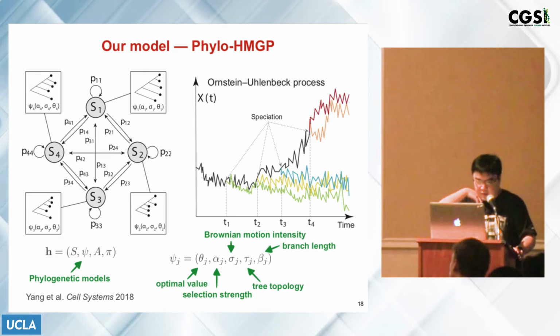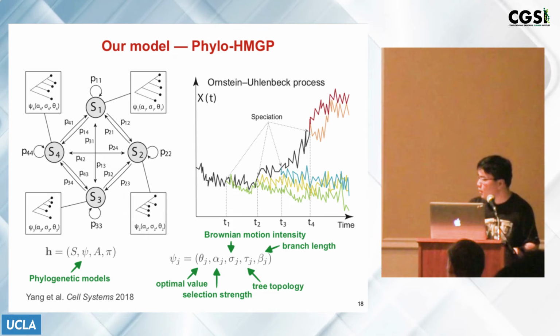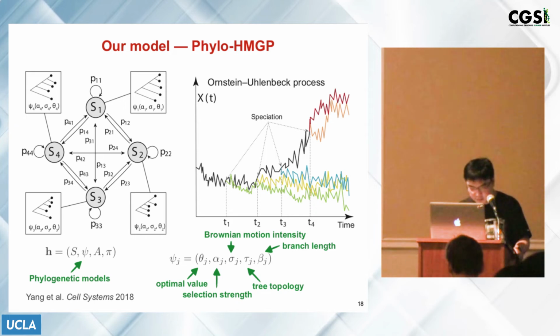For the emission, we utilize a Gaussian process to model the evolution of continuous functional genomic signals, and we use a model called the OU model, Ornstein-Uhlenbeck. I will introduce it on the next slide. For the HMM, we have these parameters: the phylogenetic models, A is the transition probability, and pi is the initial distribution of the states. And for the phylogenetic model, there are a few parameters that we want to estimate, and they're all related to the OU process that we'll talk about in the next slide.